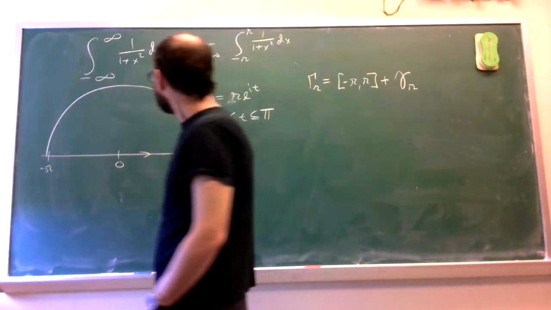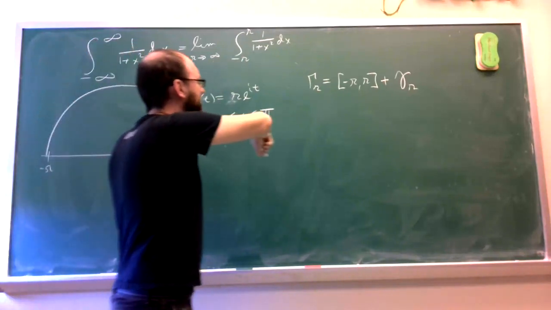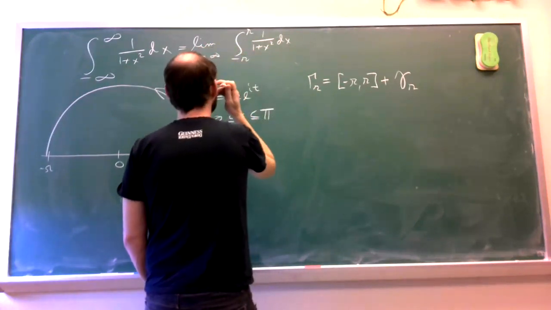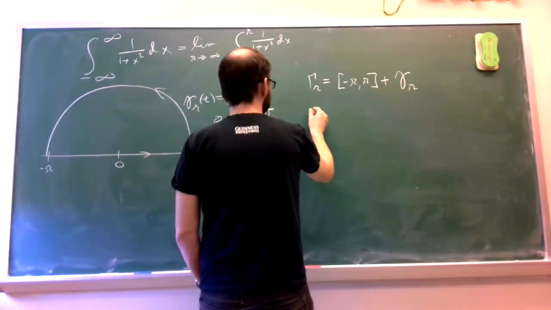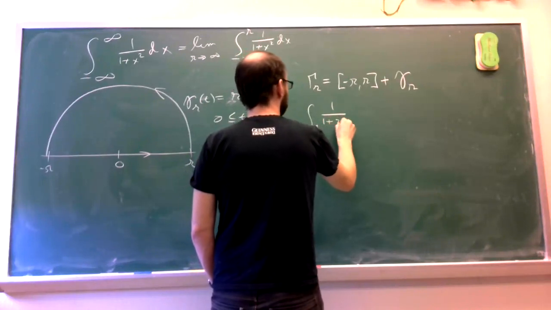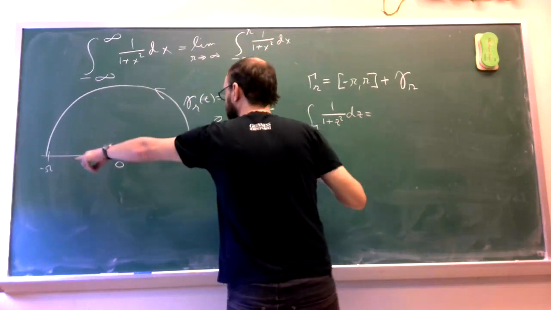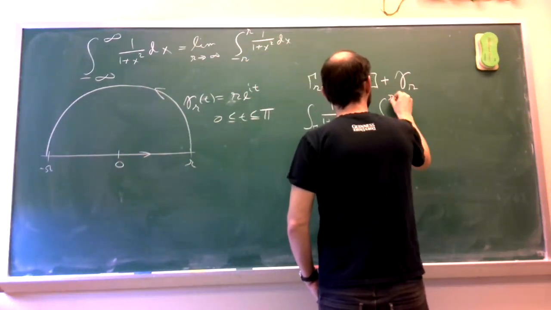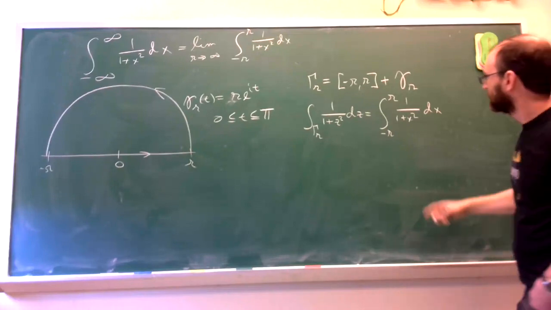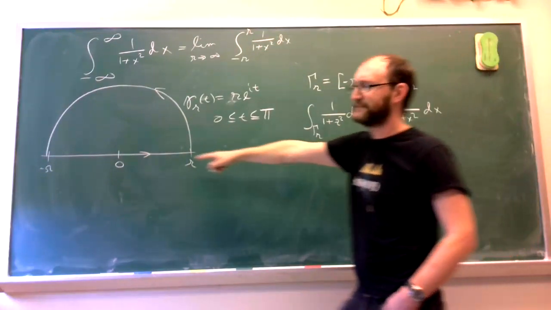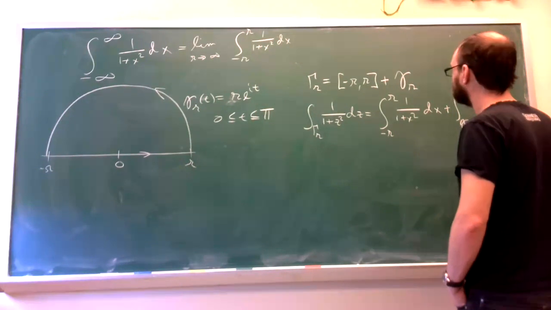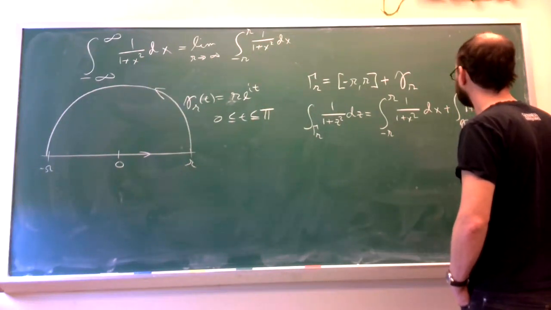You can check. Now, the function that we're looking at is 1 over 1 plus z squared. And actually, we get that the integral over this gamma r of 1 over 1 plus z squared dz. What is this integral? Minus r to r dx, right? It just follows by parametrizing this thing by x. And plus the integral over gamma r of 1 over 1 plus z squared.